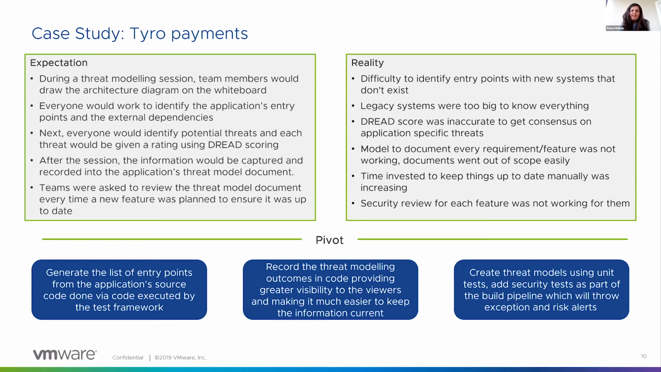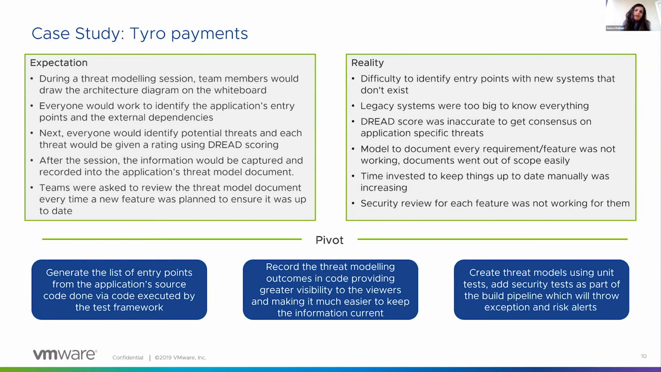The reality, though, was a little different. It was difficult to identify entry points into a system that doesn't even exist. Also, legacy code and systems are pretty big, so there are a lot of unknowns and all the entry points are not easy to identify. The DREAD score was a disaster to get consensus on. Also, sometimes attack vectors were muddy because of the location of the piece. The idea of documenting everything soon saw its downfall as it was hard to maintain, and the time invested in keeping things up to date was increasing more and more. So it didn't turn out to be how it should have been.